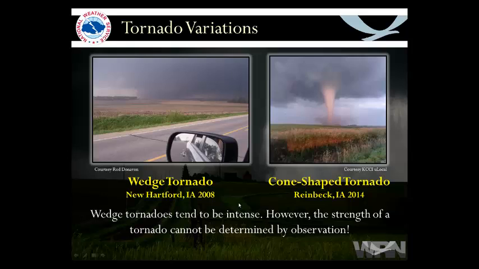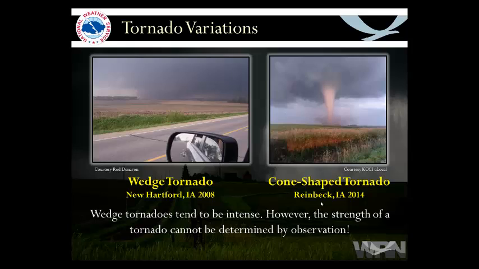Tornadoes can come in a lot of different shapes and sizes. The worst case scenario is often called a wedge tornado, which is shown in this picture from the Parkersburg, New Hartford tornado from 2008. You can see the rotation in the wall cloud is nearly all on the ground, so it's a very wide tornado, which can be called a wedge. Sometimes they're cone-shaped, much like this one from Rhinebeck in 2014. And the wedge tornadoes tend to be very intense.